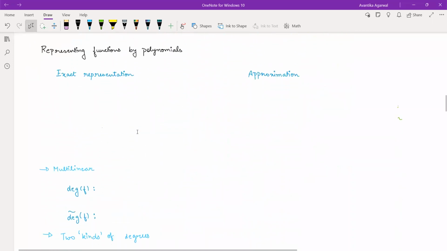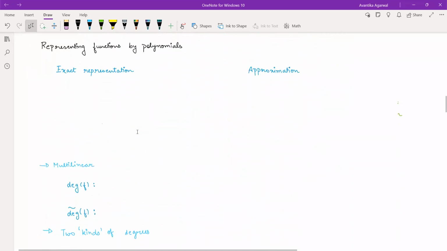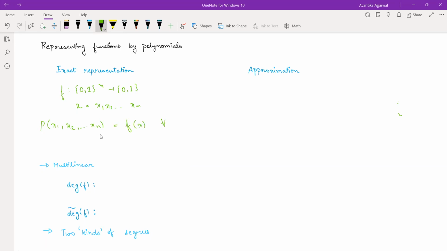Okay, so how do we represent a function by a polynomial? There are actually two ways of doing it. Suppose we have a function from n-bit inputs to a single bit output, and let x be our input, x1, x2, ..., xn. A polynomial will take this x1, x2, ..., xn as input, and it exactly represents a function f if p(x1, x2, ..., xn) is equal to f(x) for all x.